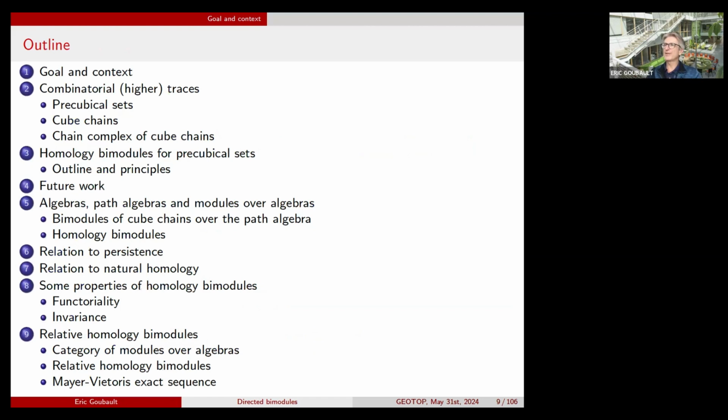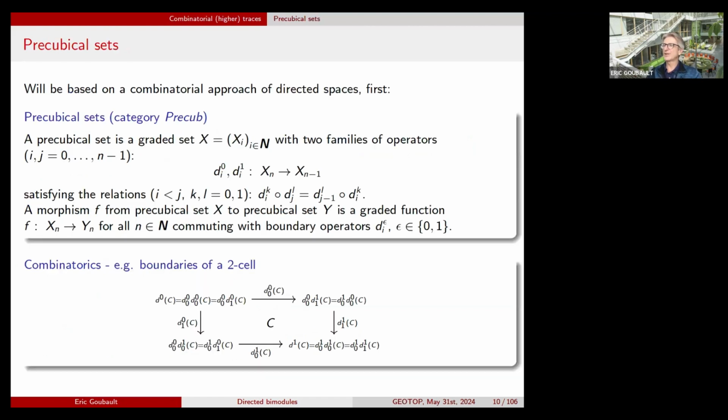Okay, so I'm not going to cover everything. I'm trying just to define it and show you one exact sequence at least. And the story goes as follows. You would start with one particular combinatorial model of directed space, which is semi-cubical or precubical sets. That's going to be the most convenient presentation. You should think of it as starting with ordinary simplicial sets and trying to define some simplicial homology theory, right? But we're starting with cubical sets or precubical sets instead.